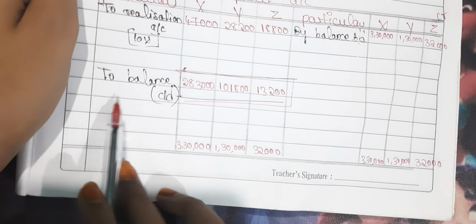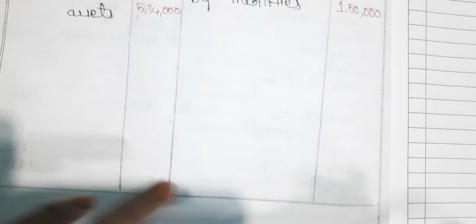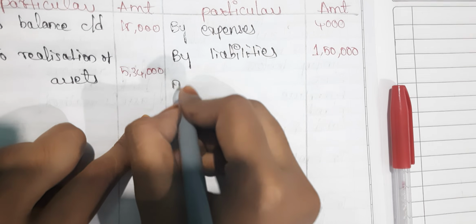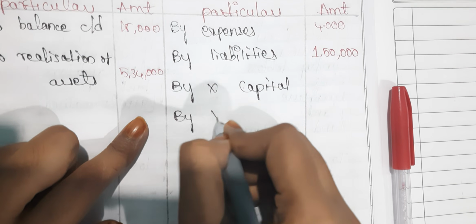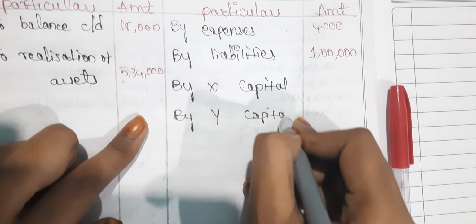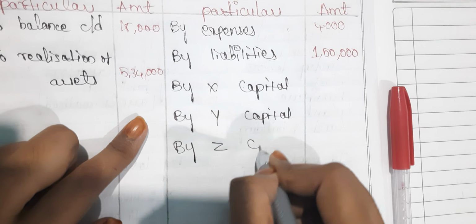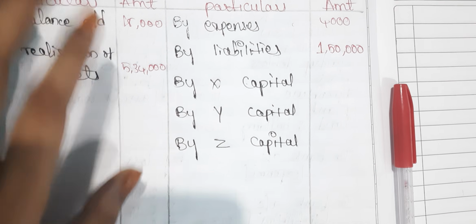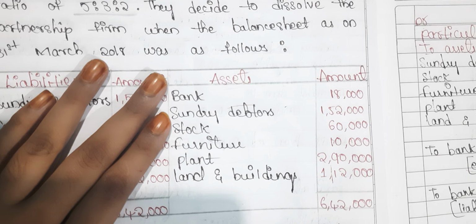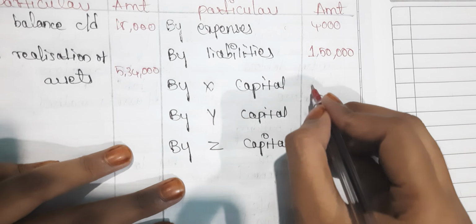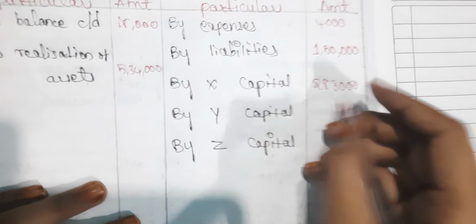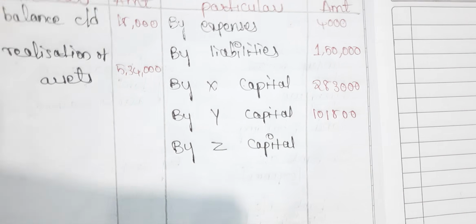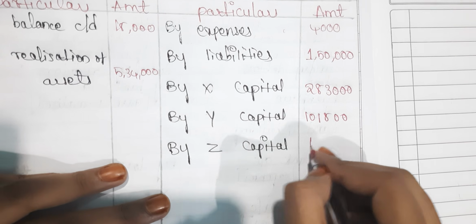Here it is in the debit side, right? Capital account, here it is debit side. Here we are going to take it in the credit side. Okay, so we are going to write by X capital, by Y capital, by Z capital. What is the amount? Whatever the amount is there, you write 283,000, 283,000. Then it is 1018,000. Then it is 132,000.